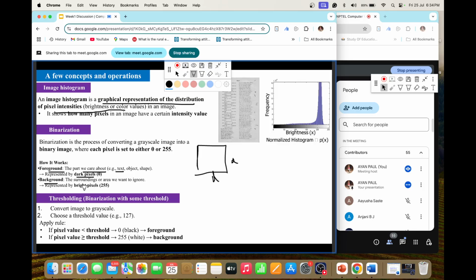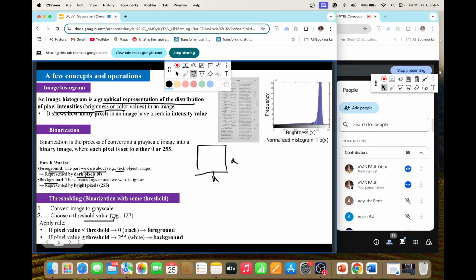Now your question is what is the threshold at which we decide? Like, there is a pixel value 200. How do we know that 200 will be closer to 0 or closer to 255? How will we decide it? For that we use a term called threshold value.